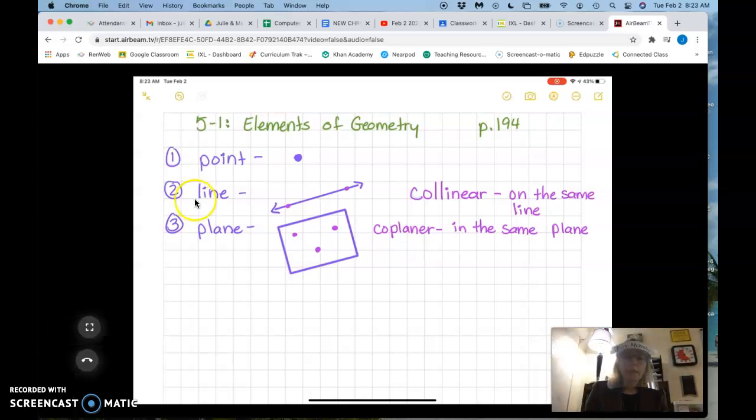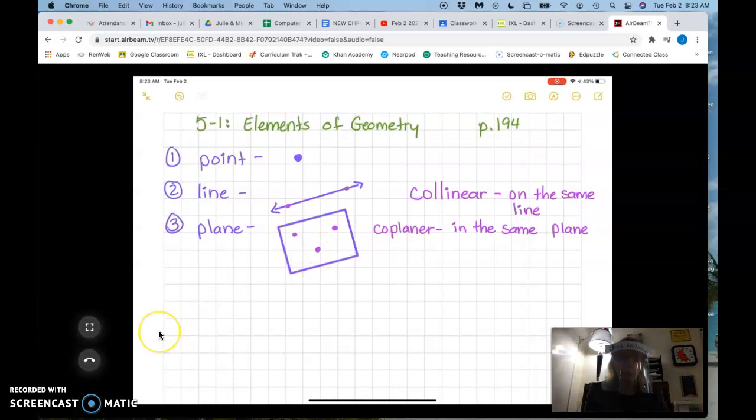Okay? And then some bonus vocab words with line. You have collinear. That means it's 2 points that are on the same line. And you have coplanar, which means points that are in the same plane. And a plane is like a sheet of paper. It's 2-dimensional, so it's flat, but it is a rectangle or a square or something like that. And a fact about planes, just like lines, is that they go on forever in every direction. Okay, so you know how a line with those arrows goes on forever in either direction? A plane goes on forever in all directions.